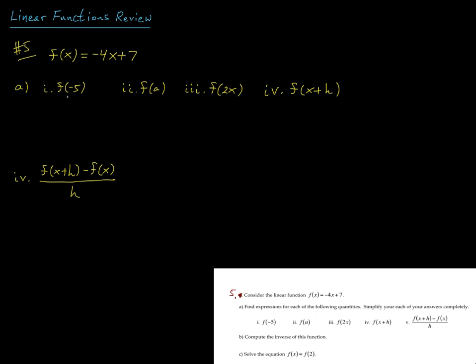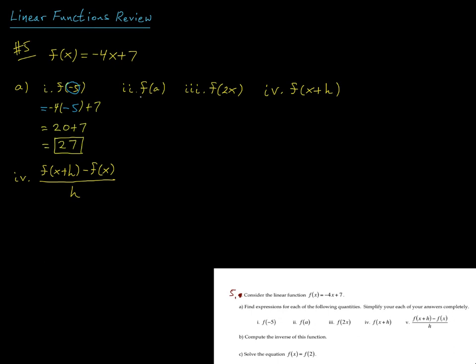All right, so this first part is f of negative 5. For that, we're inputting negative 5 for x. So f of negative 5 will be negative 5 multiplied by minus 4, and then we're adding 7 to that result. Minus 4 times minus 5 is a positive 20. Then we add 7 to give us 27 for the answer.